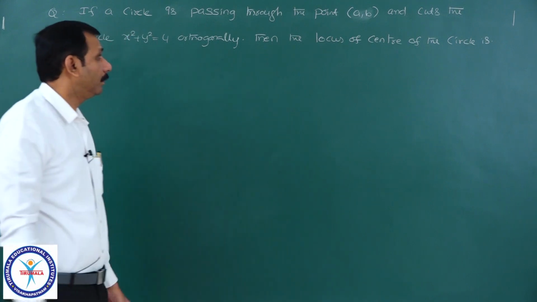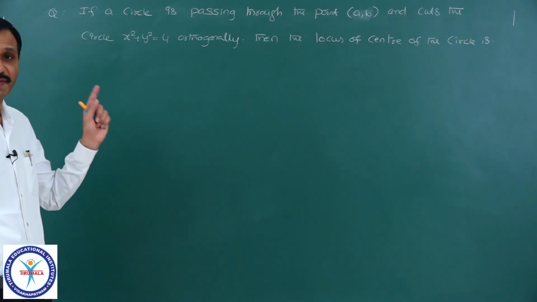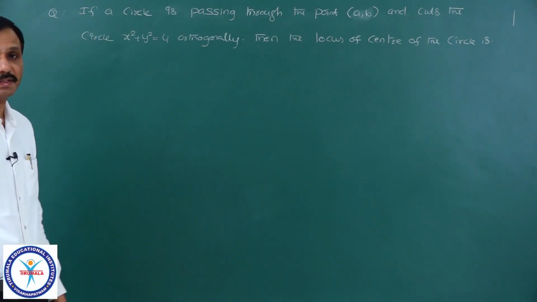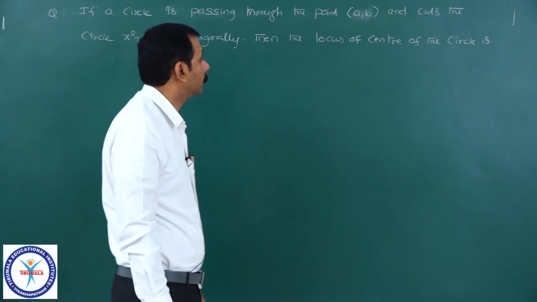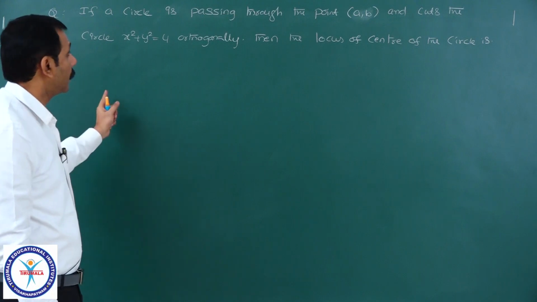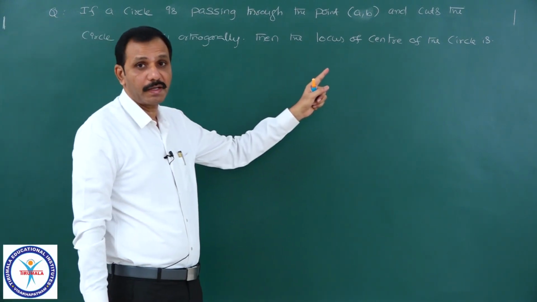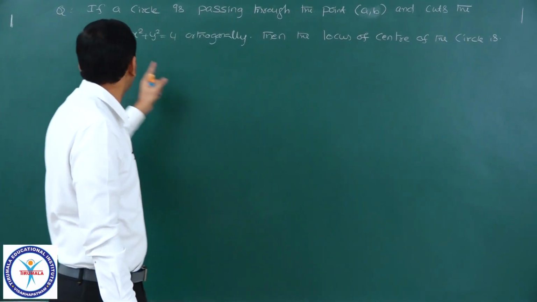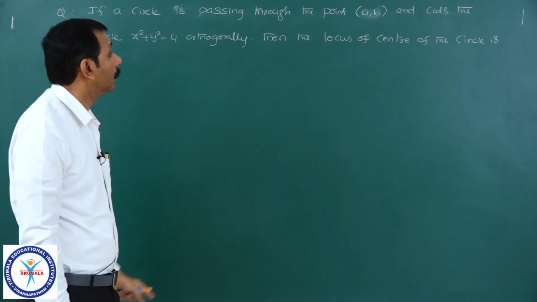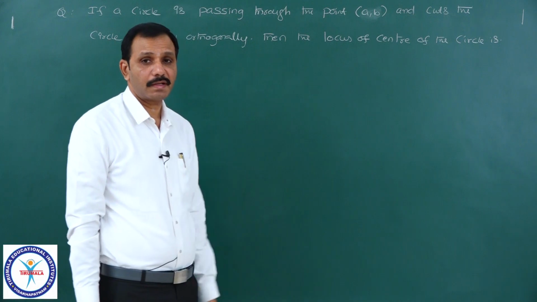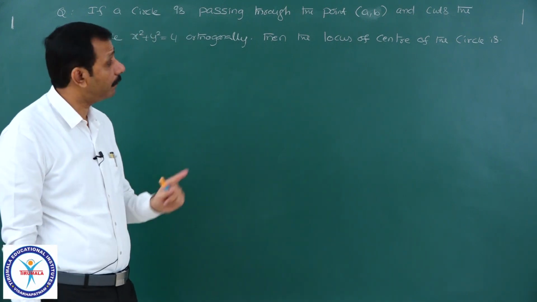Right, other problem. This is a very important model for JEE. Many times they ask: if a circle is passing through a point (a, b) and cuts the circle x² + y² = 4 orthogonally, then the locus of the center of the circle is. Simple problem only, but very important model.